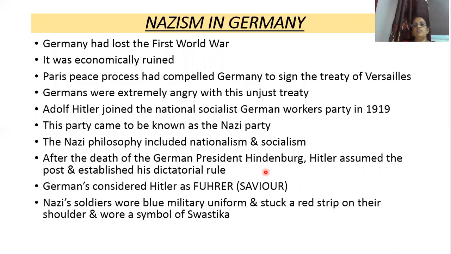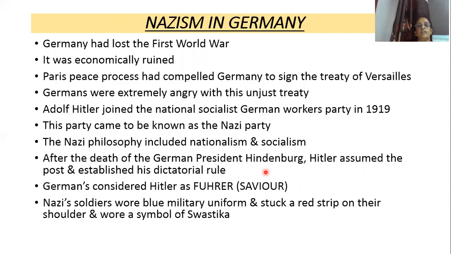So what was the philosophy of this Nazi Party? Nationalism and socialism. Nationalism means love for one's country, being ready to sacrifice anything for the country, even one's life. Socialism means equality of all in the social and economic field. That means all are equal in society, also in the matter of money. An ideology based on equality for all, both in social and economic fields, is called socialism. So what was the philosophy of the Nazi Party?